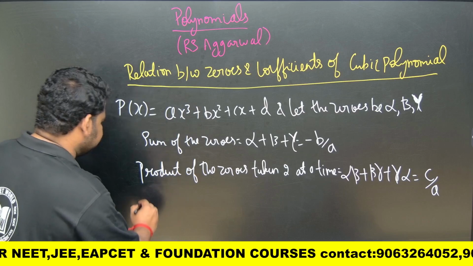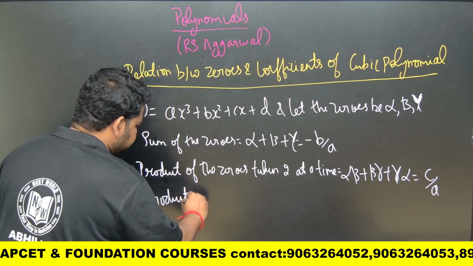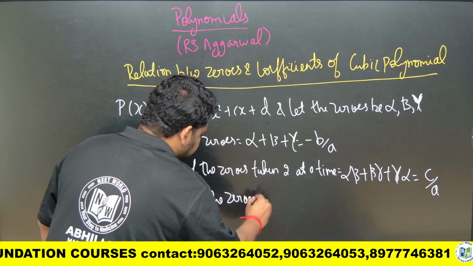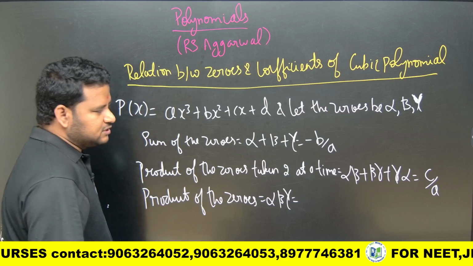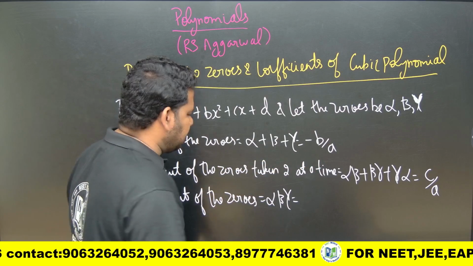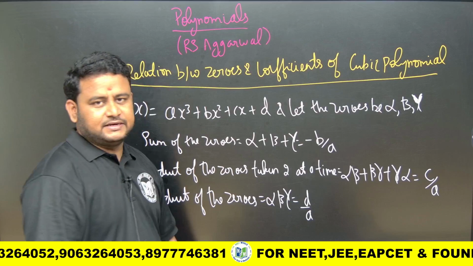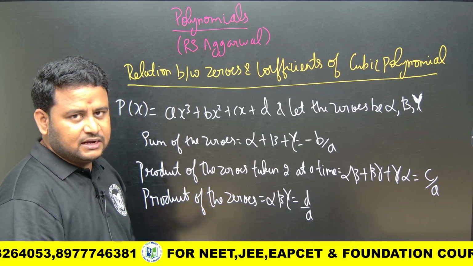Now, the product of the zeros, only the product of the zeros, that is alpha into beta into gamma. That is given by what? Minus b by a, this is c by a. Alpha beta gamma is given by d by a. Clear? Alpha beta gamma is given by d by a.